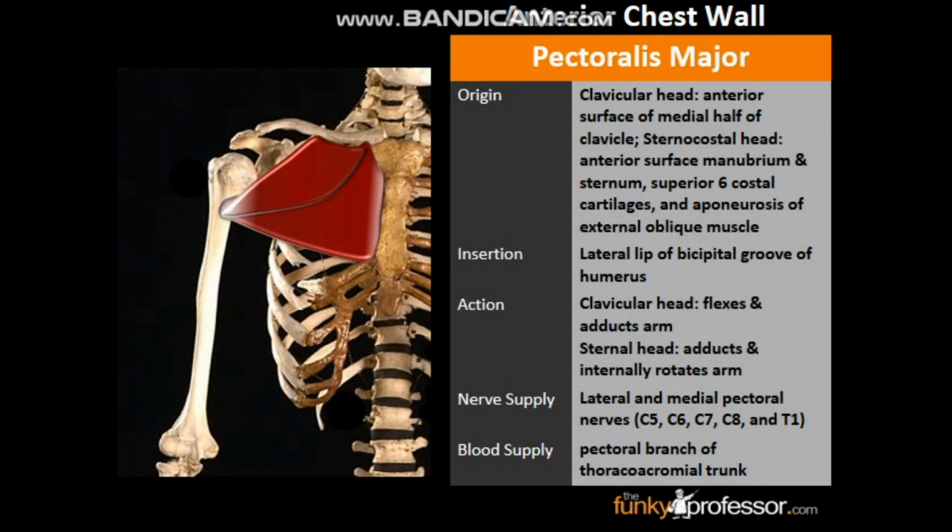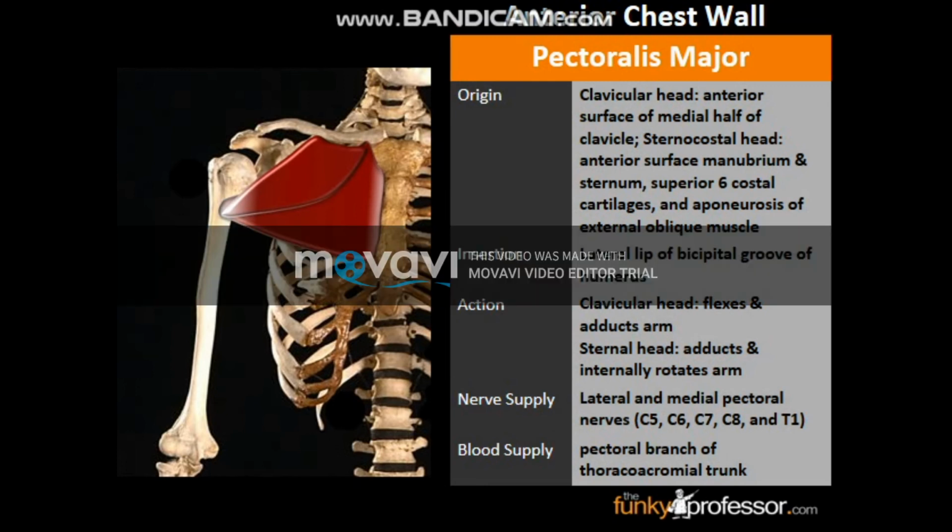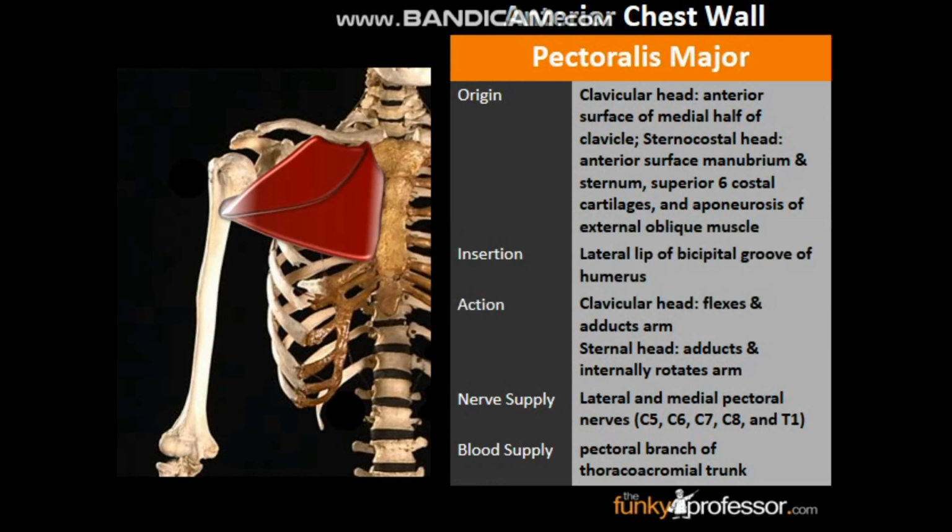The nerve supply, which is very important, is the lateral and medial pectoral nerves, and the root values of these nerves are C5, C6, C7, C8 and T1. The blood supply is the pectoral branch of the thoracoacromial trunk.